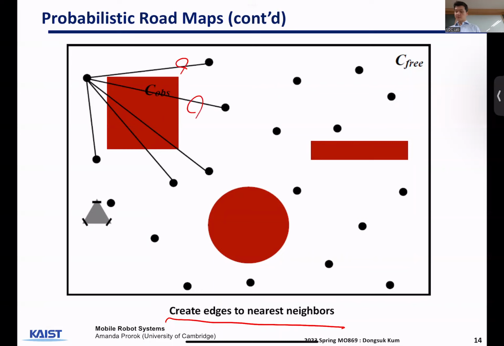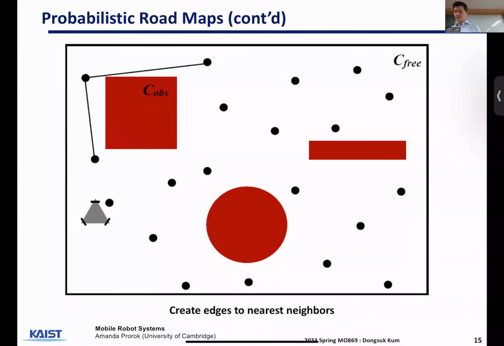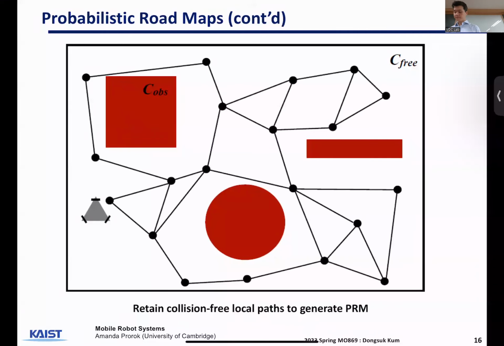So these are edges, right? And then we're going to check collision again, and we are left with these two edges. We want to repeat this process for all sample nodes. And then we have the graph constructed.